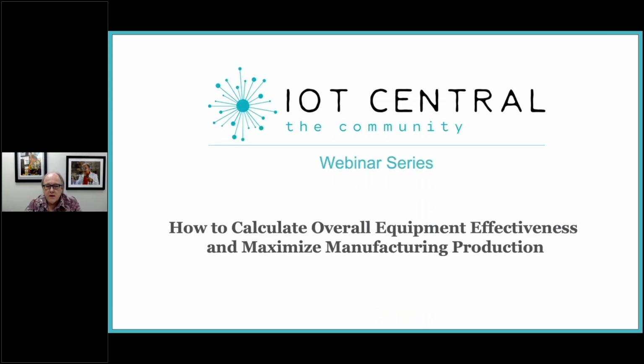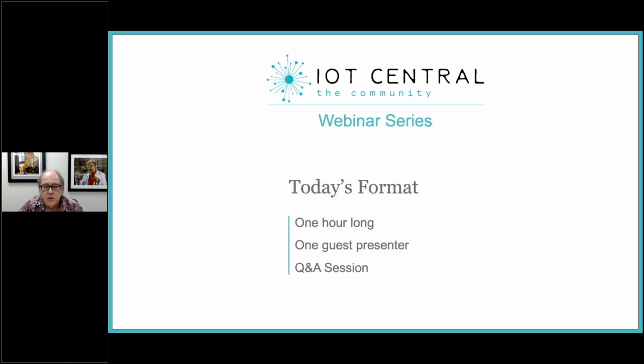Today's webinar is titled How to Calculate Overall Equipment Effectiveness and Maximize Manufacturing Production. The event will be 1 hour long. We will have one presenter who I'll introduce in just a moment. There'll be a Q&A session after the presentation.